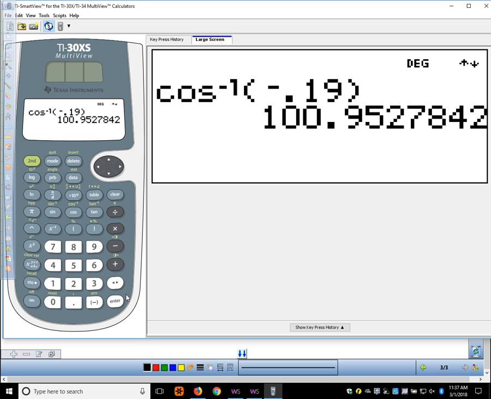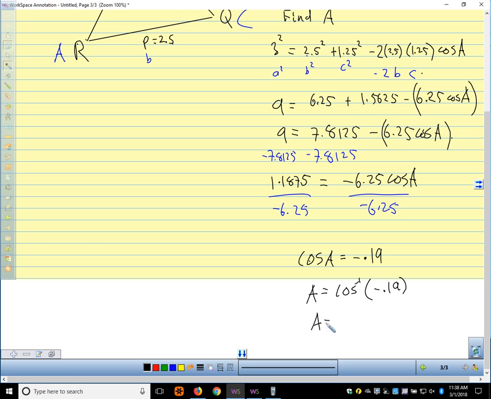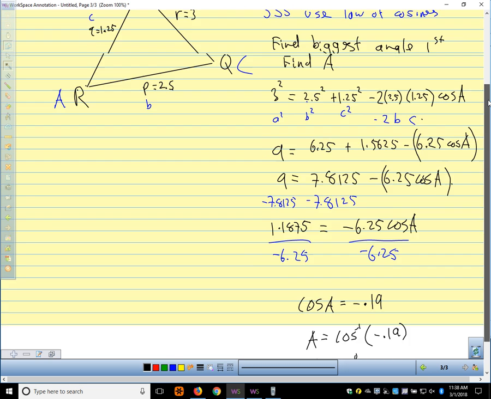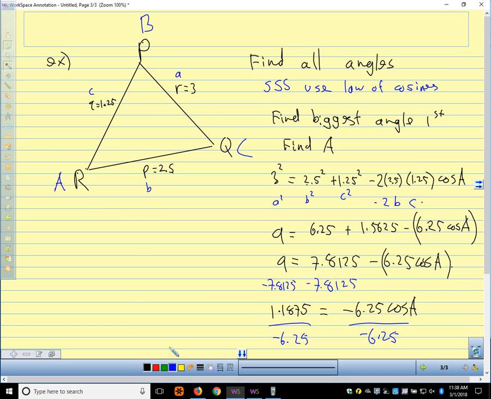You square root if you're finding a side. For the angle, you don't have to square root. I'm going to use whole angles here, so I'm going to round that 100.9 to 101. So A, I'm going to say, is 101 degrees. So to find an angle takes a little more work. So let's put that over here. So angle A is 101.